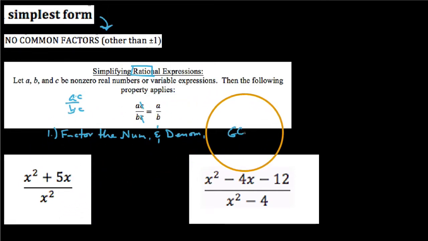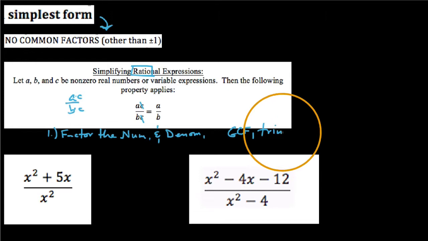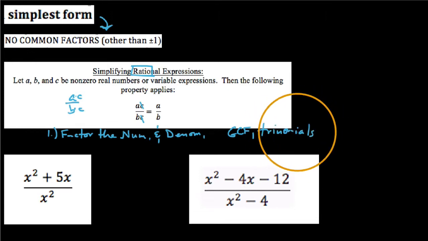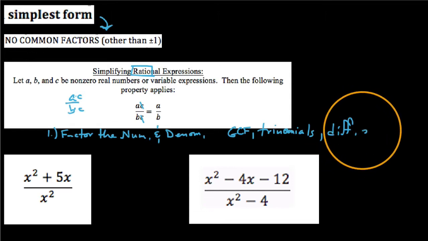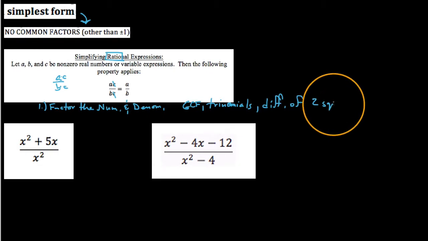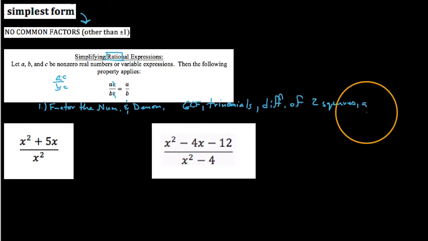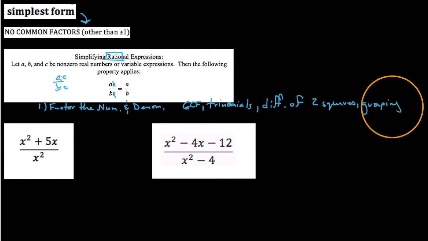So looking at this right here, we're basically going to factor the top and the bottom, and what we're looking for are things like GCF. We're looking for trinomials. We say differences of squares, so differences of two squares. Okay, and sometimes, just sometimes, we have grouping. But these are the factoring methods we tend to pick on, and always the GCF first.